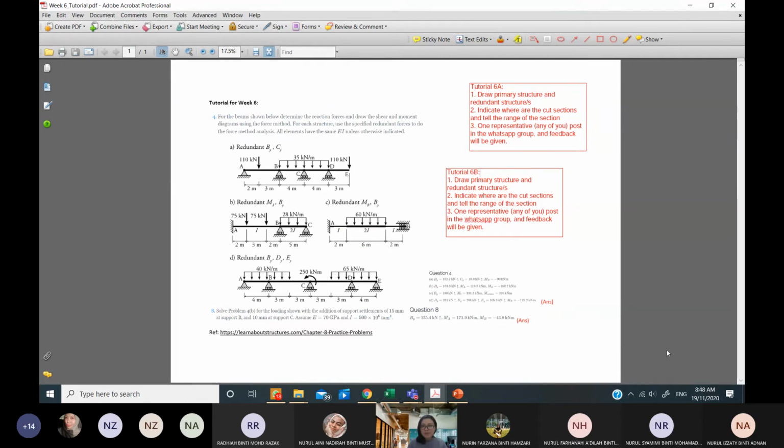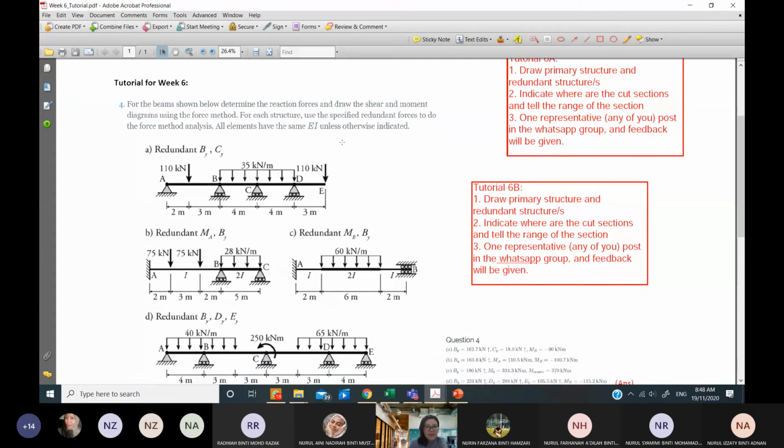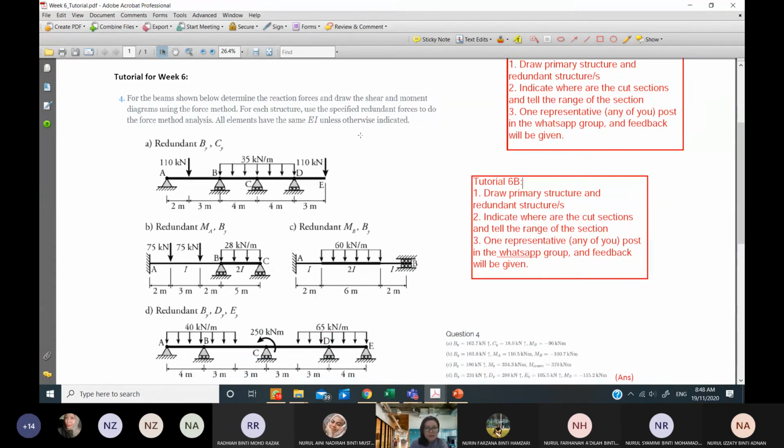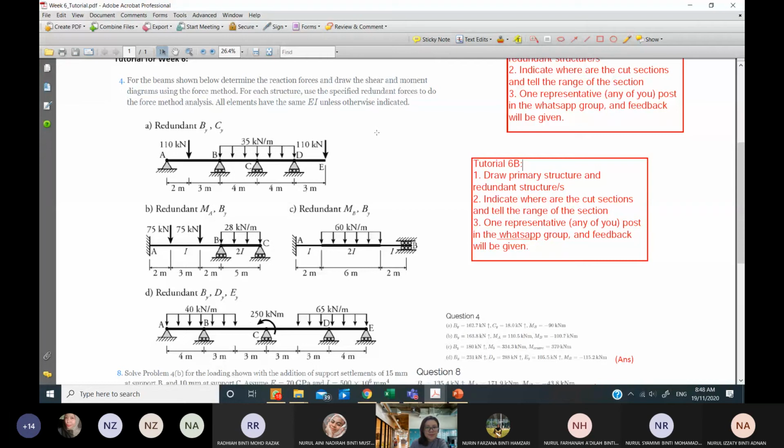Maybe I will be the one who chooses. Either B or C. Today we are going to do either B or C. Okay, now you can choose. Which one do you want to solve? B or C? B. B. Okay, fine. We're going to solve for B.